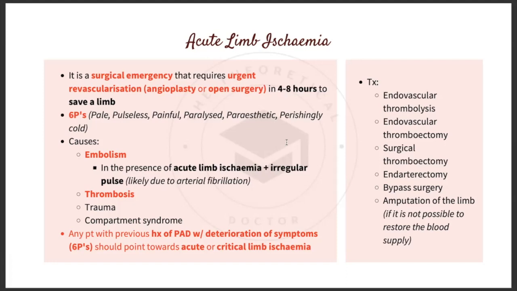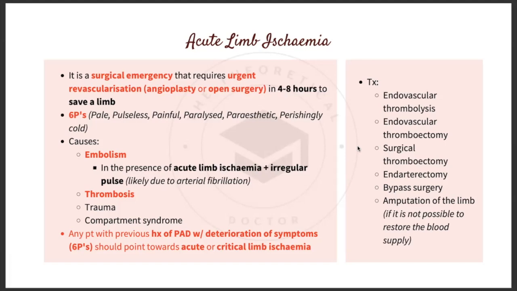And apart from that, it's important to take note of their comorbidities because this happens a lot in patients who have long-standing diabetes mellitus, and usually it's uncontrolled. So the treatment would be similar: endovascular thrombolysis, endovascular thrombectomy, surgical thrombectomy, endarterectomy, bypass surgery, or in the case where you are not able to save the limb, then it is amputation.